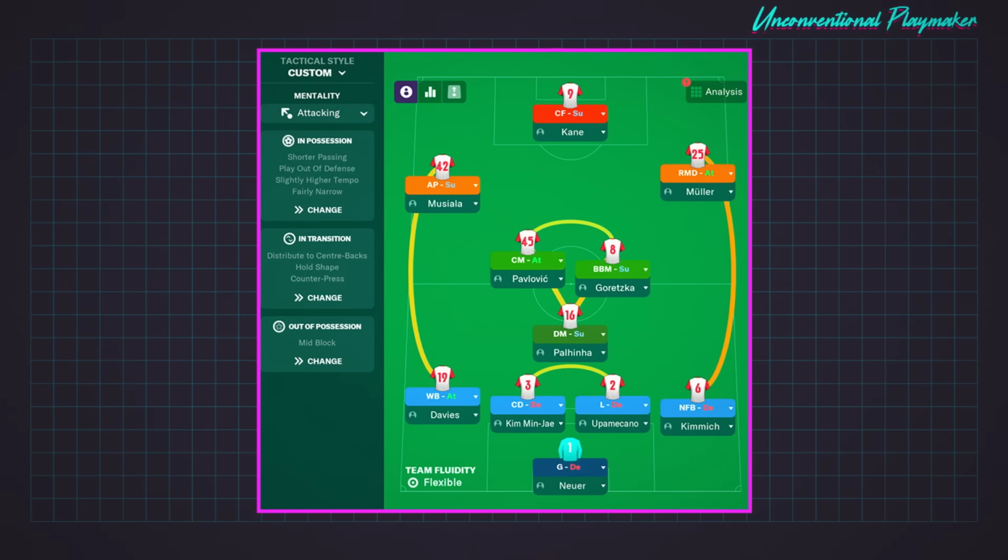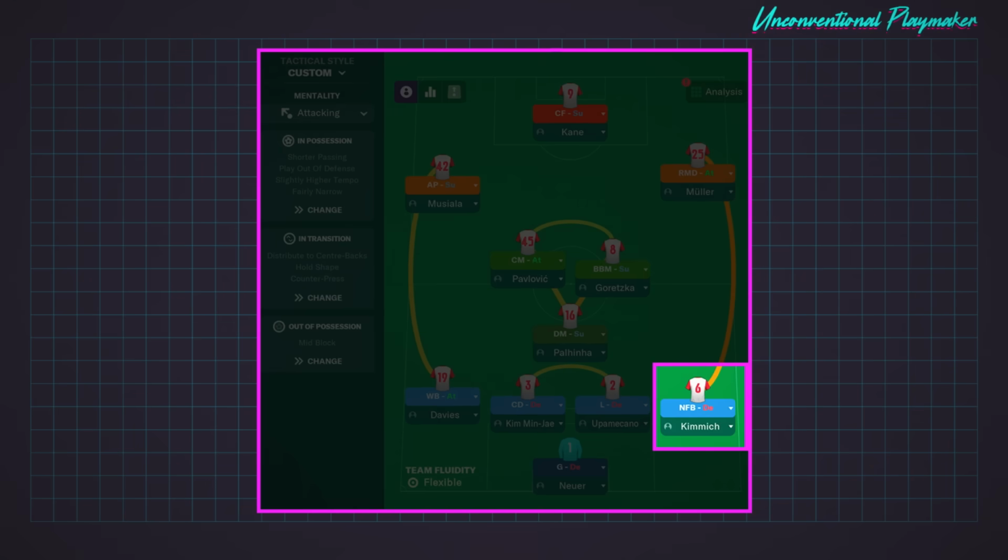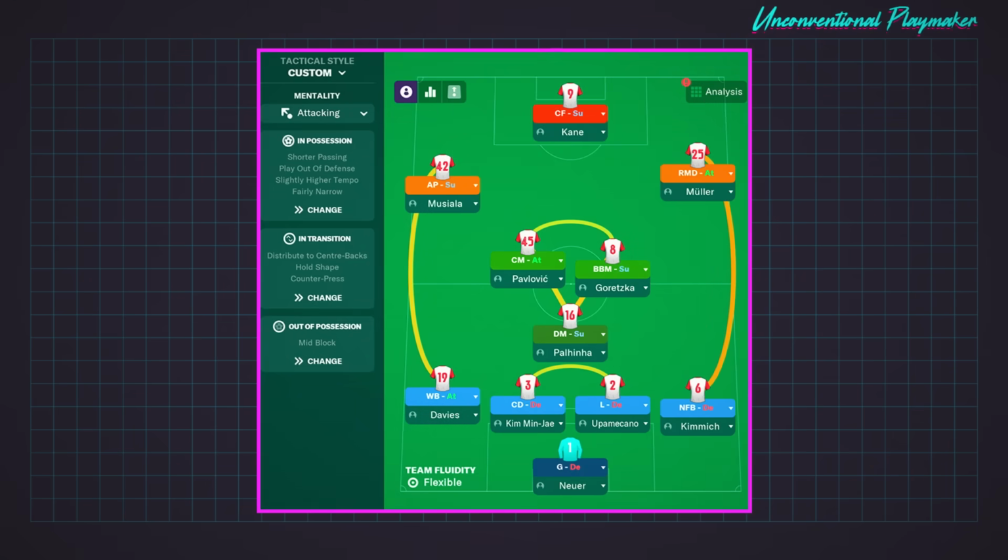This is our tactic for today. A 4-3-3 focused on possession and attacking. And we've got Joshua Kimmich as our no-nonsense fullback on the right side. The fun thing about using him as a playmaking fullback is the way he's able to view the entire field. So a player on the ball in the midfield can pass it left or they can pass it right or in the middle, but they can't look at both sides at once.